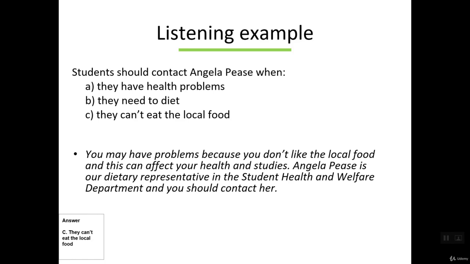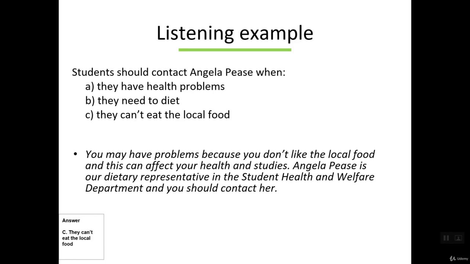The recording says, you may have problems because you don't like the local food, and this can affect your health and studies. Angela Pease is our dietary representative in the Student Health and Welfare Department, and you should contact her.